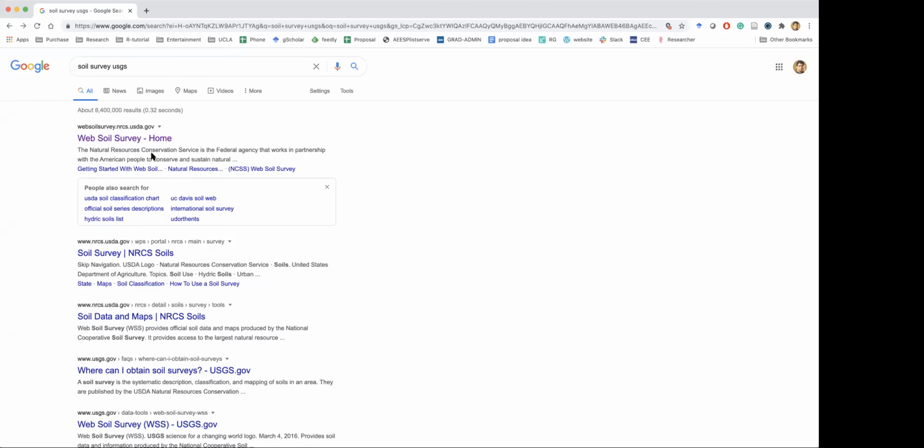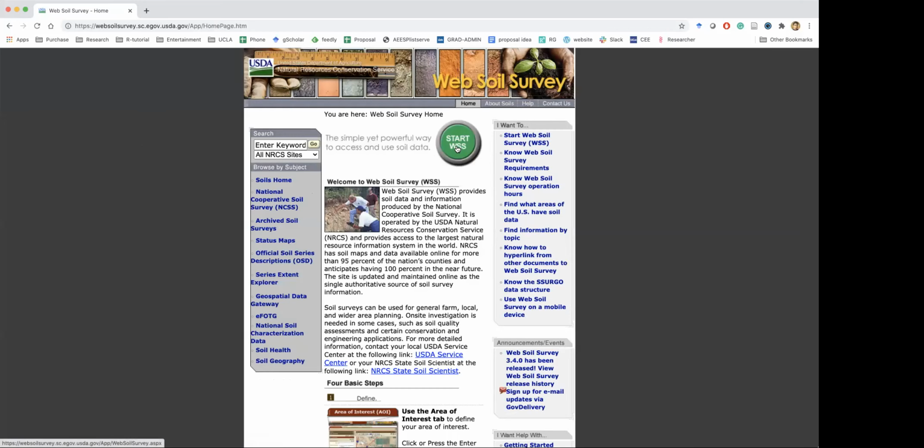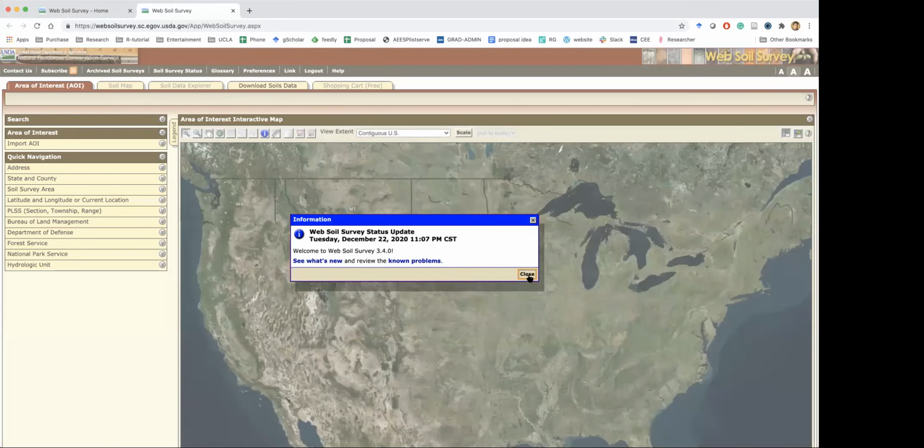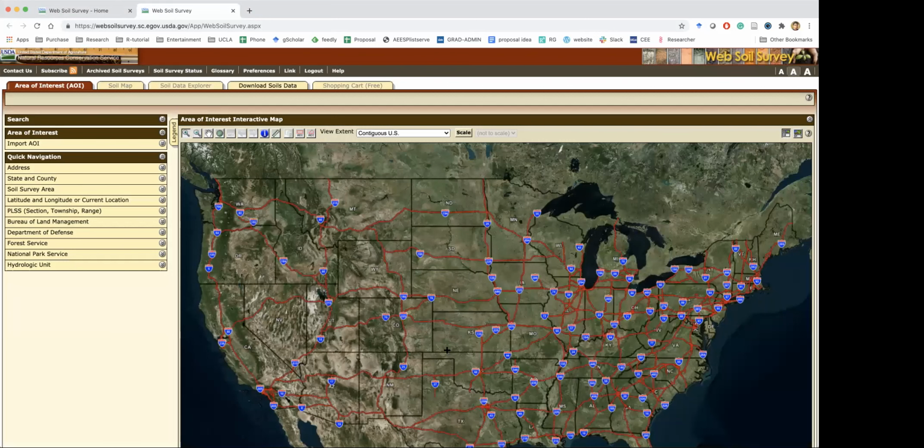So if you have a site, you can use this method to find the soil properties. I'm going to share my Google Chrome. What I did is I searched soil survey USGS. Then you go to this site and say start here. It will open up a software, and you will see the entire US map. If you know the location, you can go to that location and it tells you the soil properties, like porosity, or mostly it will give you hydraulic conductivity.